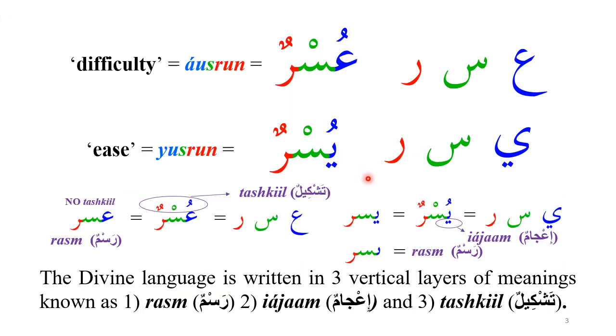Now, I have already told you in my last videos that the Arabic language is written in 3 vertical layers of meaning. These meanings are known as the rasam, which is the basic, the core meaning, which is drawn by the shape of the letters. And then there is ijam, the dots basically, and the hamza. And then there's the tashkil or the harakat marks, which are the fatha, dhamma, kasra, sukun, etc. Of these 3 layers, today we are going to discuss the tashkil, because the tashkil is the one that determines the grammar in the Arabic language.